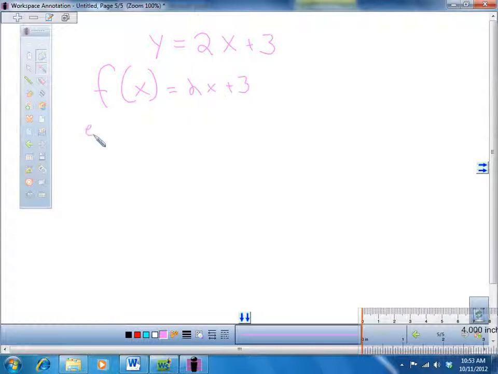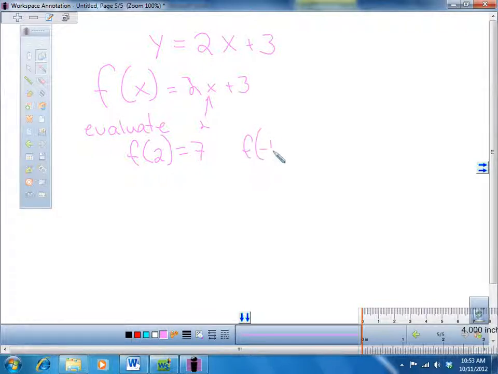And they'll say something like evaluate f of 2. So that means, what is the value of this function when I put in 2 in there? So all you have to do there is put a 2 in there, and what do I get out? What's 2 times 2? Plus 3 is 7, okay?